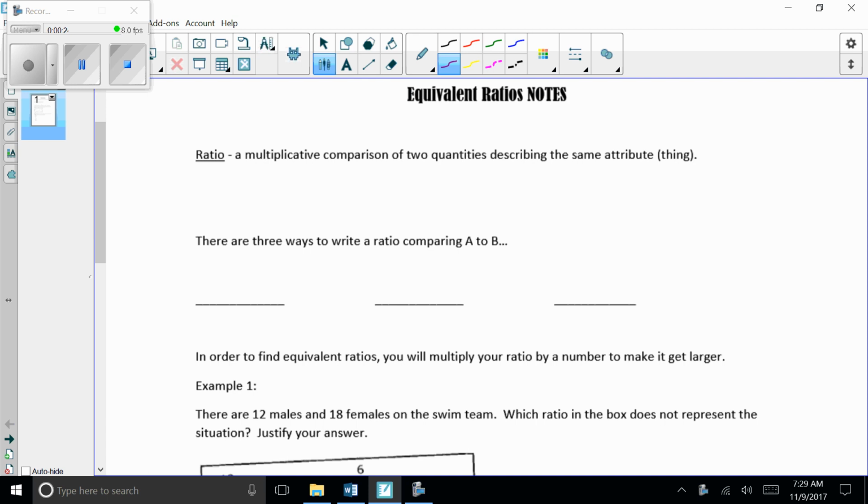So if we look at this, it says there are three ways to write a ratio comparing A to B. Now, A and B are just placeholders. They are eventually going to be numbers whenever you are using them in context with doing problems. But I just gave you the generic A and B to show you the three different ways that we can write it. So we can write A and then the word "to" and B. We can write it with symbols, A:B, and we can also write it, remember a ratio is in fact a fraction, as A over B.